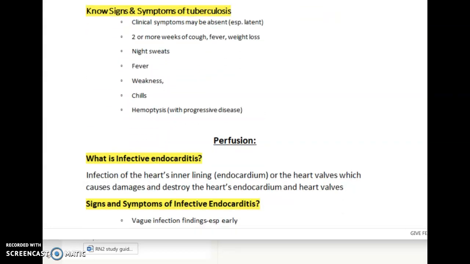Different signs and symptoms of tuberculosis. Clinical symptoms may be absent if they are in the latent phase of TB. Two or more weeks of cough, fever, and weight loss, night sweats, weakness, chills, and hemoptysis with progressive disease.